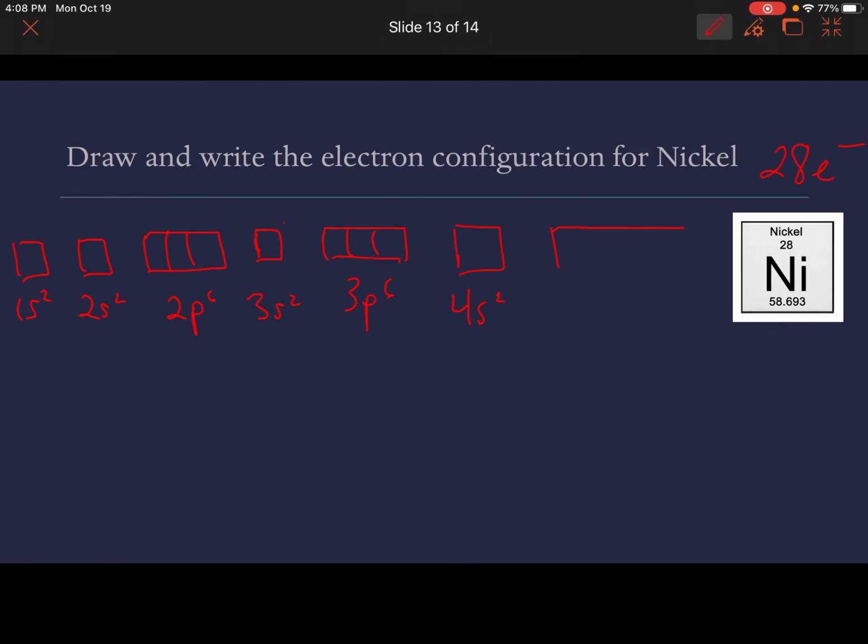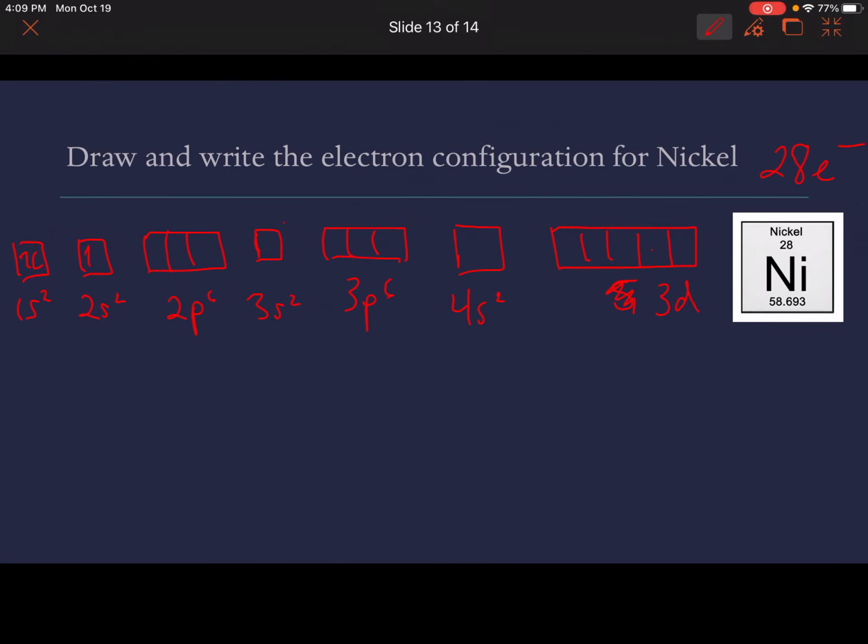And then I have 3d10, so I'm going to have to draw 5 orbitals. 1, 2, 3, 4, 5. And this is my 3d. And then let's figure out how many I need here. So I'm going to fill in my electrons. This will look sloppy because of the stylus, but we'll do some examples in class so it's a little clearer.